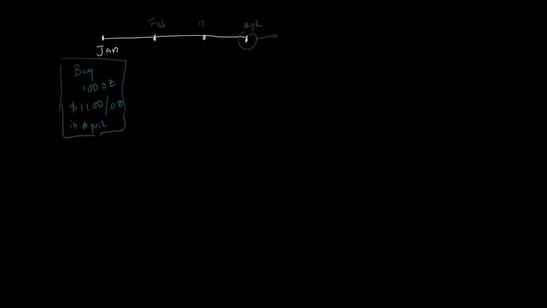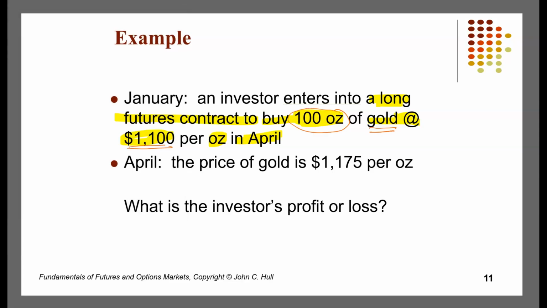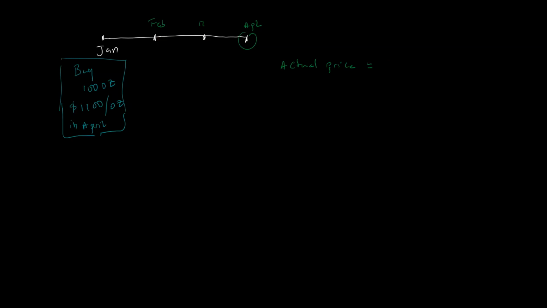Comes April, it turns out that the actual price is $1,175. That is our actual price in April. So in April, the actual price is $1,175 per ounce. Now, how much are we paying for the gold? Well, we said we would do this at $1,100 per ounce. So that's what we're paying.